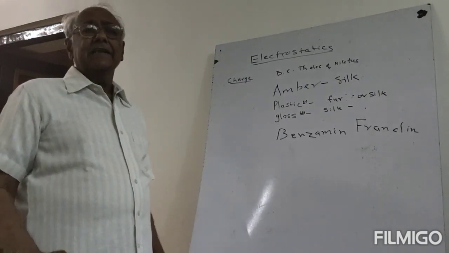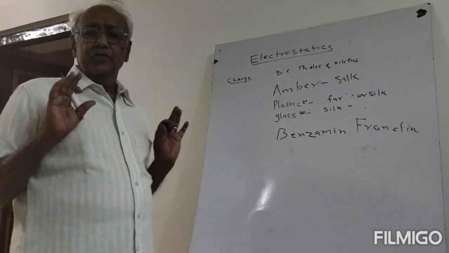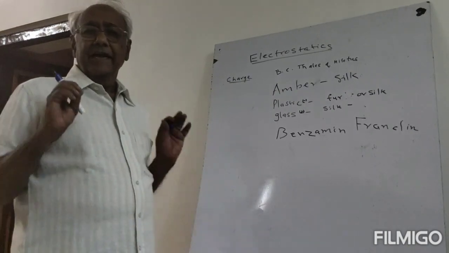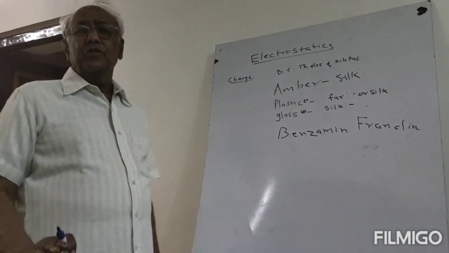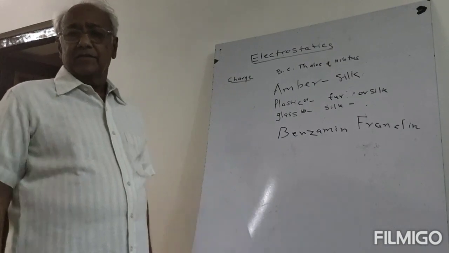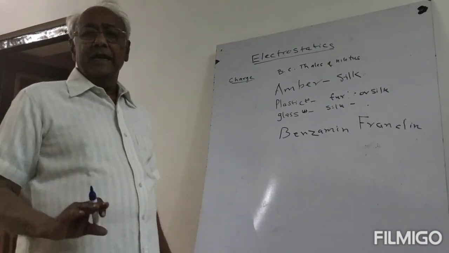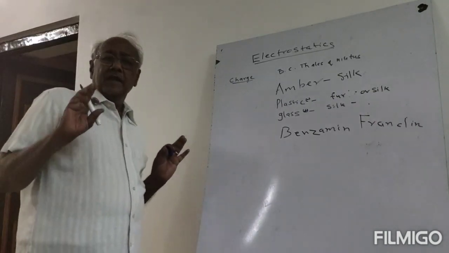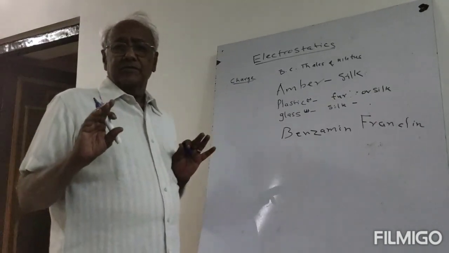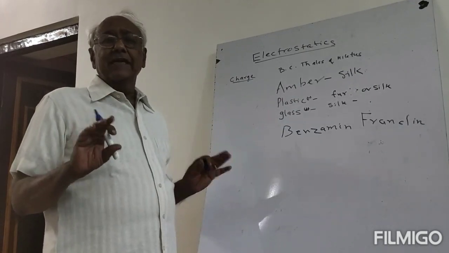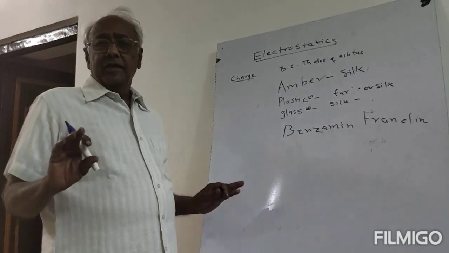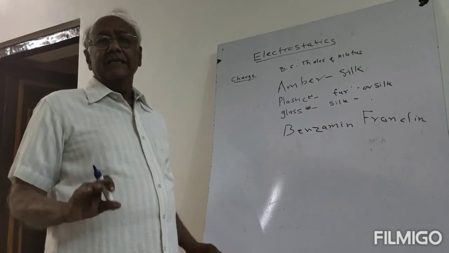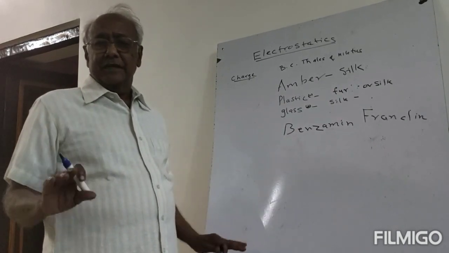And it was said that the negative charge is due to the electron and positive charge is due to deficiency of electron. Now we know that the atom is made up of protons and electrons. Total charge on the atom is 0. The number of negative charges is equal to the number of positive charges.